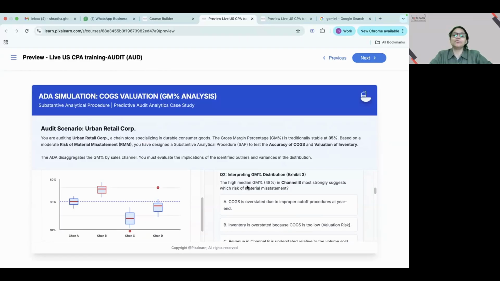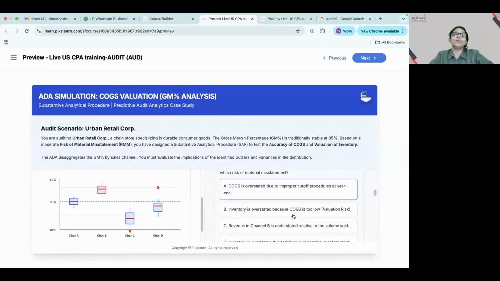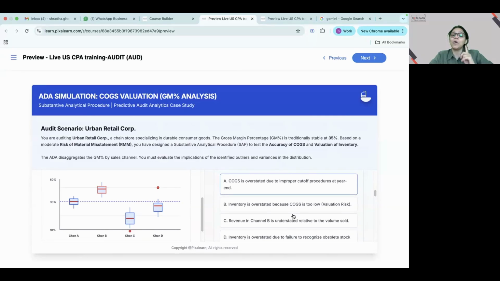The high median gross margin percentage in channel B, which is very high compared to the trend, most strongly suggests which risk of material misstatement? Now we are coming back to exhibit 3. The fact that channel B has a high median gross margin percentage, and now they've given you the figure, which is 48%. What do you think could be the risk out of these four? Negate the wrong answers, guys. Don't choose the right answer. Negate the wrong answers. What is the risk if you see a trend like this? Then for you as an auditor, what is the risk that you're looking at?